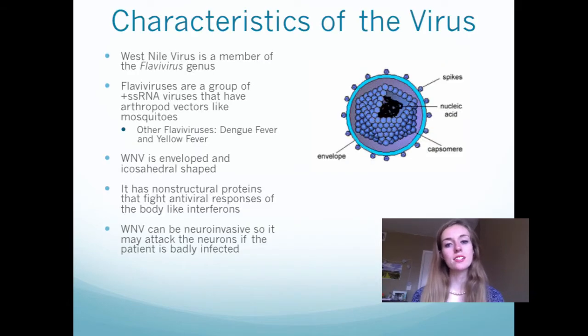So, some characteristics of West Nile virus. West Nile virus is a member of the flavivirus genus. Flaviviruses are a group of positive single-stranded RNA viruses that have arthropod vectors like mosquitoes. Other flaviviruses are dengue fever and yellow fever. West Nile virus is enveloped and icosahedral shaped, and this is shown in the picture, and it has non-structural proteins that fight antiviral responses of the body like interferons. West Nile virus can be neuroinvasive, so it may attack the neurons if the patient is badly infected.